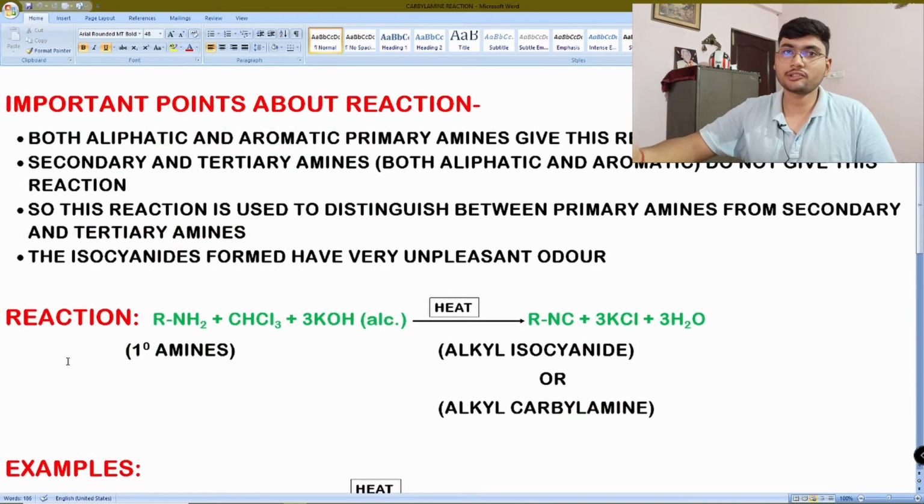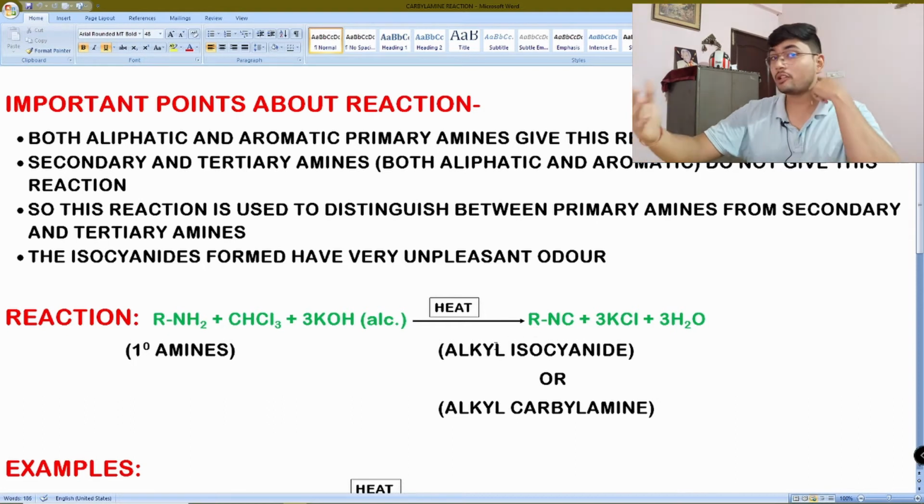Now let us see the reaction. It looks somewhat like this: a primary amine, RNH2, is reacted with chloroform, which is CHCl3, and alcoholic KOH. I am repeating: the primary amine is heated with chloroform and alcoholic KOH, and the final product you get is alkyl isocyanide, with KCl and water as the side products. This RNC is known as alkyl isocyanide or alkyl carbylamine. Both names are correct. So this is what the product looks like.